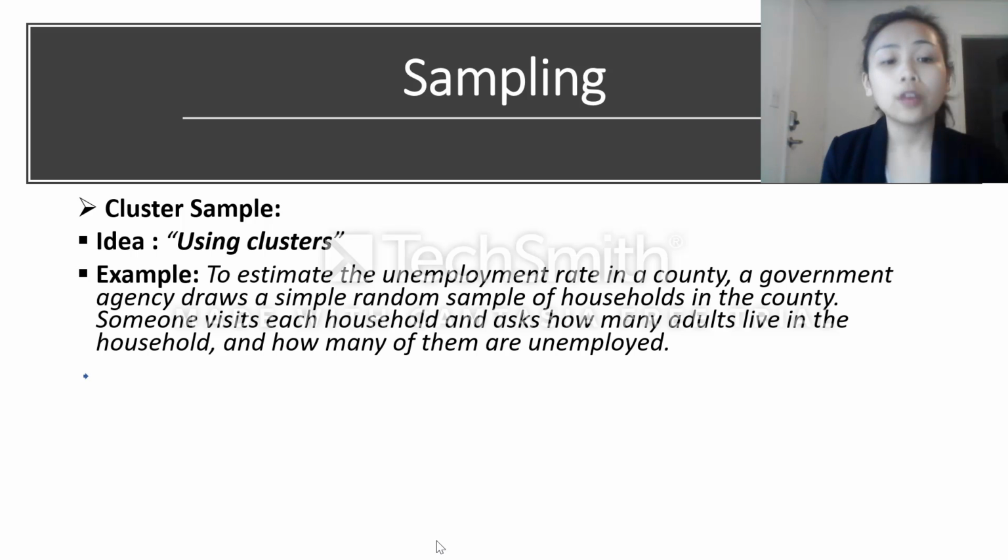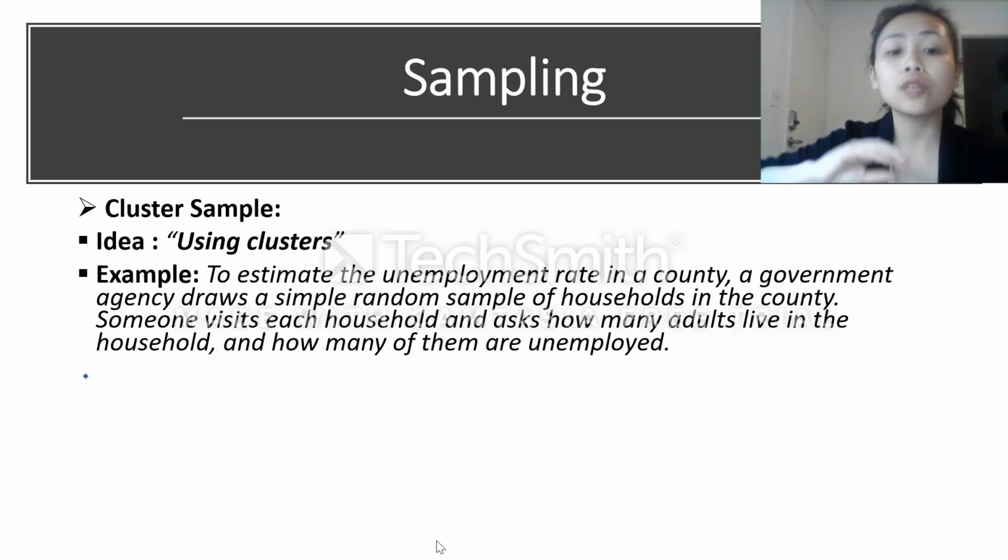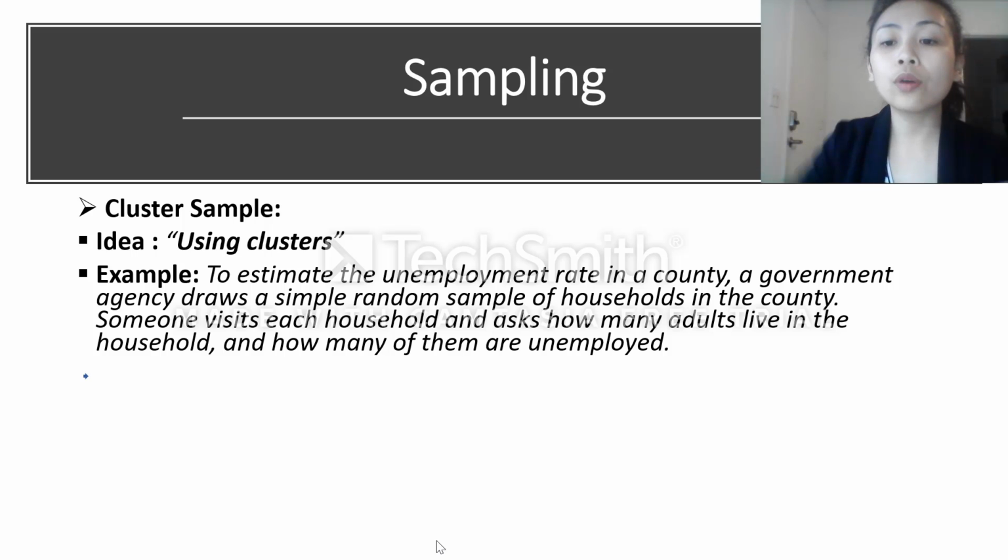Let's look at this example. To estimate the unemployment rate in a county, a government agency draws a simple random sample of households in the county. Someone visits each household and asks how many adults live in the household and how many of them are unemployed. So in this situation, the agency will go to the households. You know that in a county we have maybe 1,000 households. So the investigator cannot go and collect 1,000 households. They should go and collect some households.